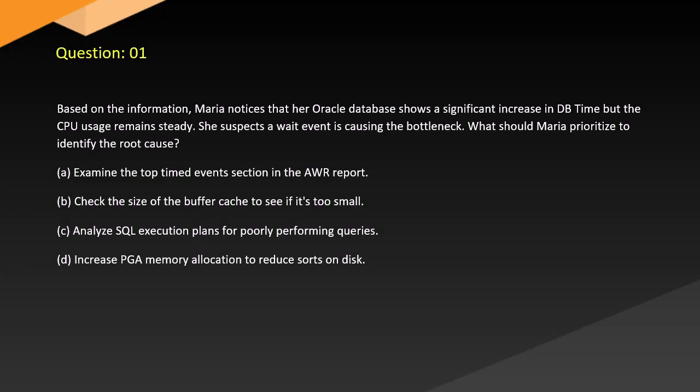A. Examine the top timed events section in the AWR report. B. Check the size of the buffer cache to see if it's too small. C. Analyze SQL execution plans for poorly performing queries. D. Increase PGA memory allocation to reduce sorts on disk.